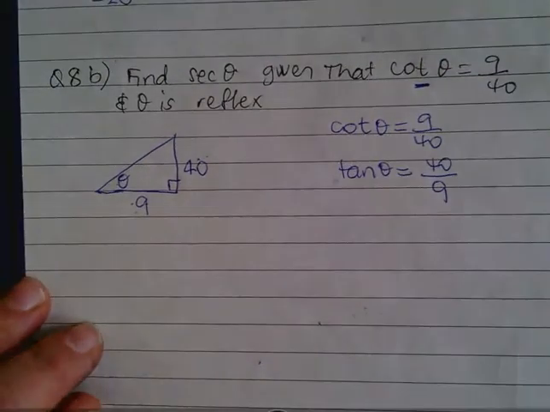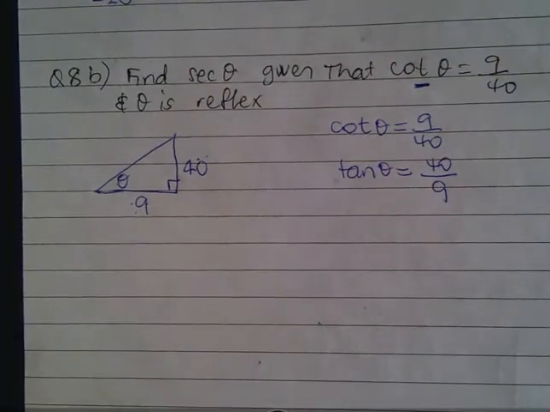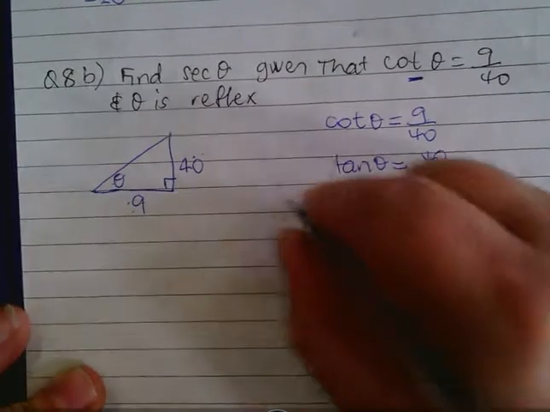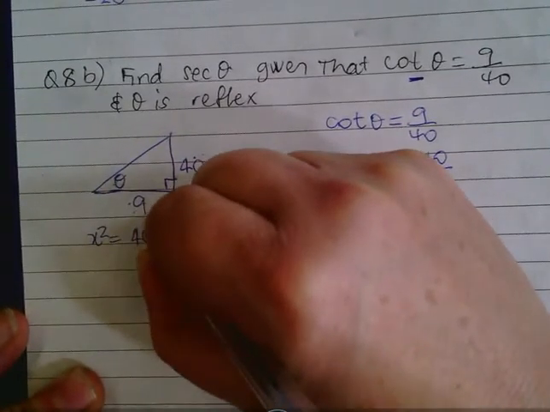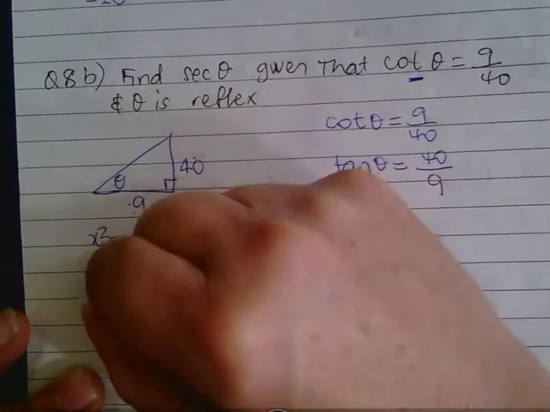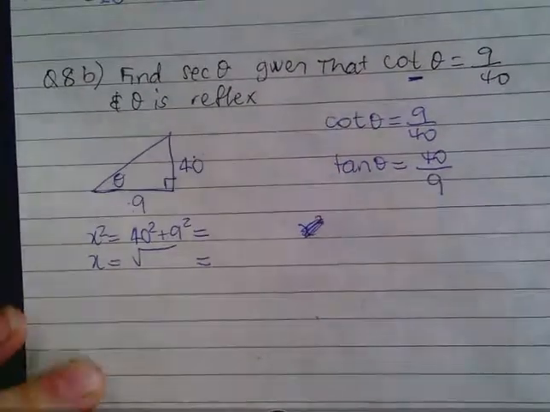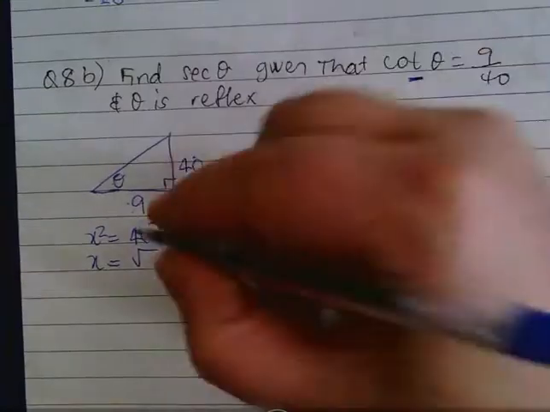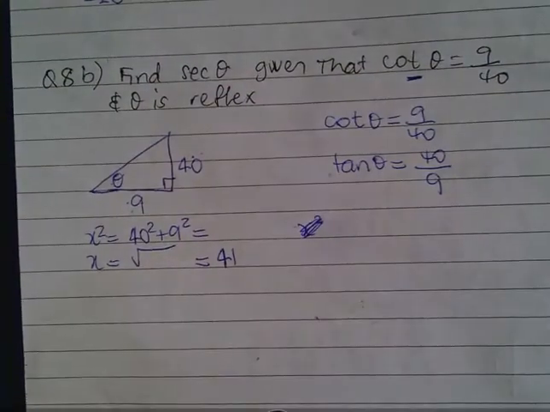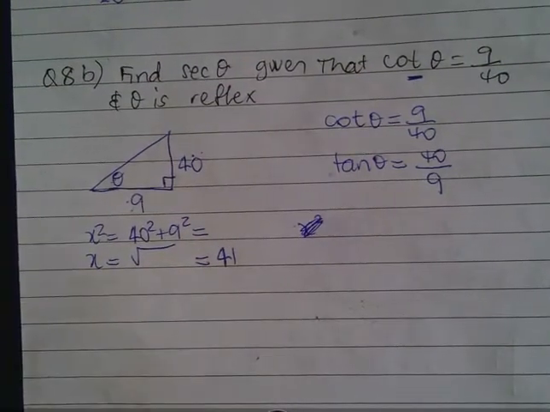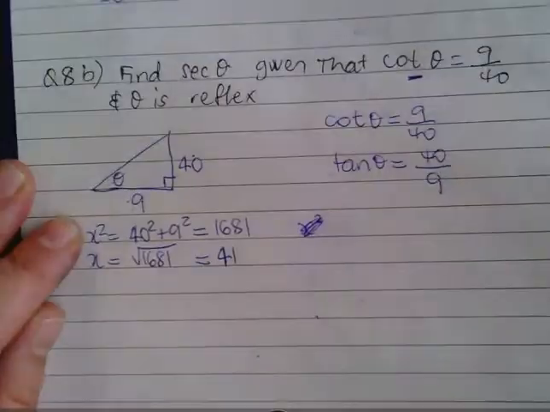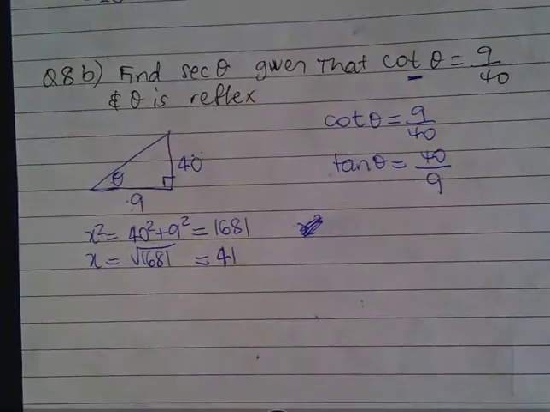Now, third letter. Let's work out our missing side. Yep. So we've got x squared, I'll do it over here. X squared is 40 squared plus 9 squared, which is, and x is the square root of, which is. Did you get 41? You could have just gone x is the square root of all that too in one step. Isn't that 1681? Exactly. Yep, good. So our missing side is 41.